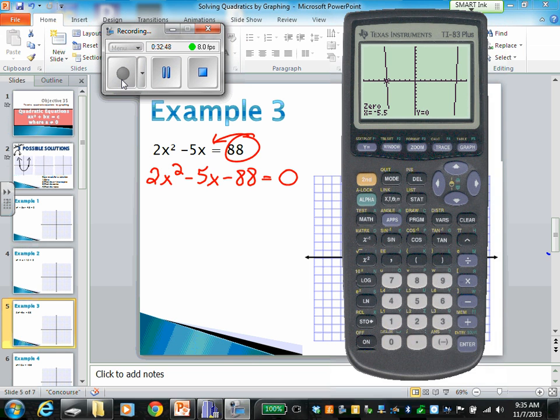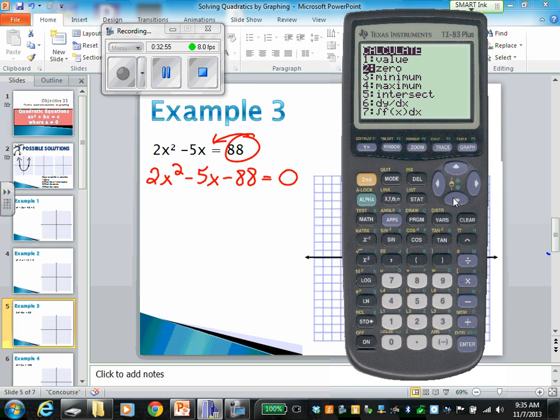Okay, so we get -5.5 for the first one. If I want to find the second one, second calc, down to 0. I'm going to arrow all the way down. And then I'm going to arrow all the way back up. Okay, left bound would be below. Right bound would be above. Click enter. And x is 8.